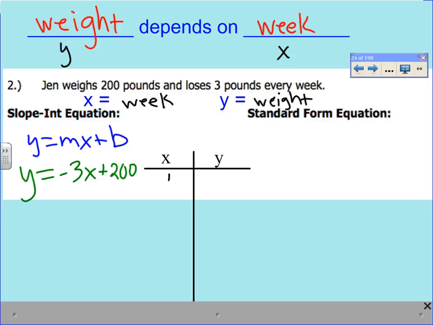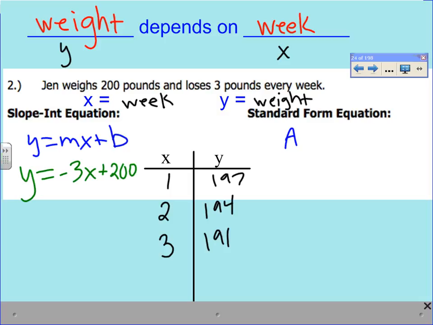Okay, let's go to our chart here. Nathan, after week 1, how much does she weigh? Good. Okay, after week 2, Anastasia, how much does she weigh? Good, 194. Alina, after week 3, how much does she weigh? Good job. So what's the shortcut here, or what is the pattern that you notice on this side of the table? Luke B? Good. They're all decreasing by 3s. So again, just something so you understand it.